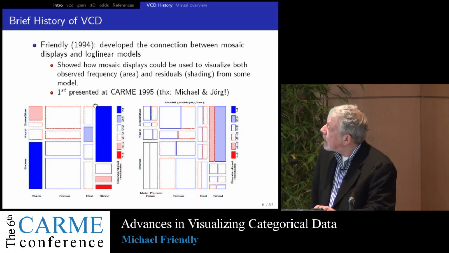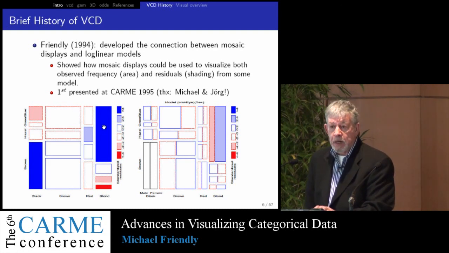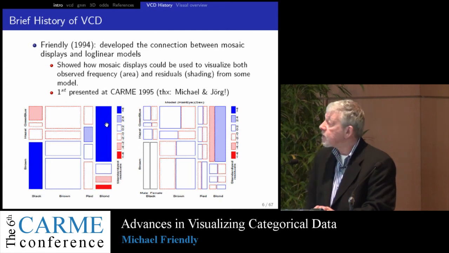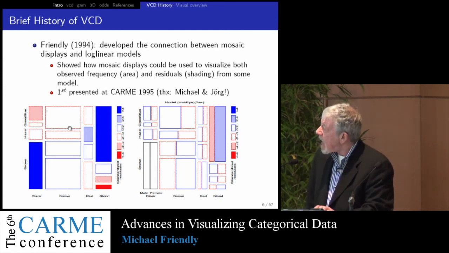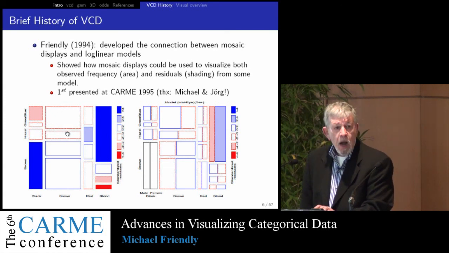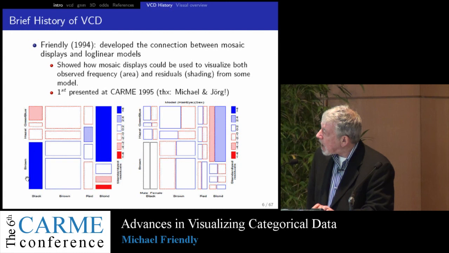So here, the cells shaded blue are those where the actual frequency in the cell is greater than you would expect under a model of independence. That is, blue shows greater than expected frequency, and red shows less than expected frequency, and the pattern of the association is shown by color. So what we see here is that there is a great preponderance of people with brown hair and black eyes, and also with blonde hair and blue eyes.